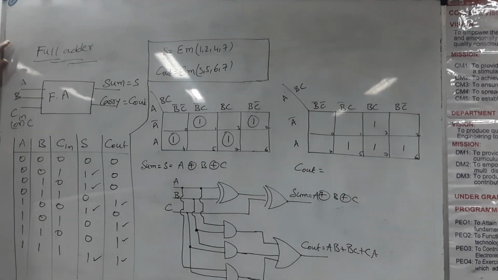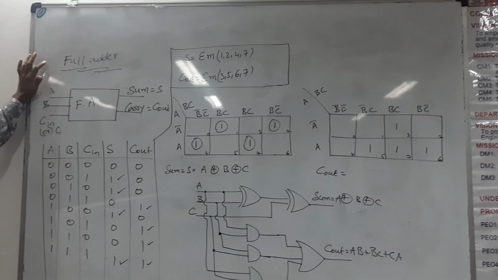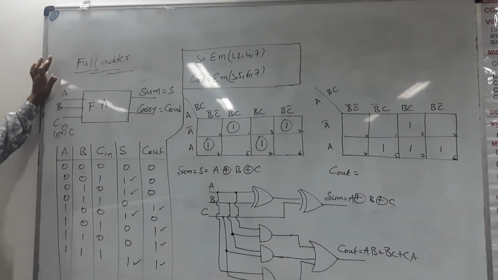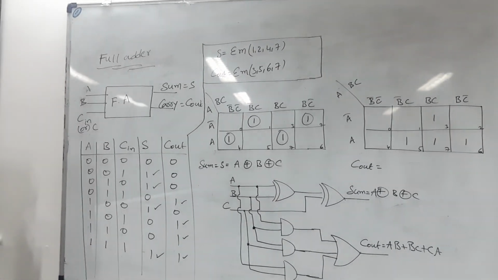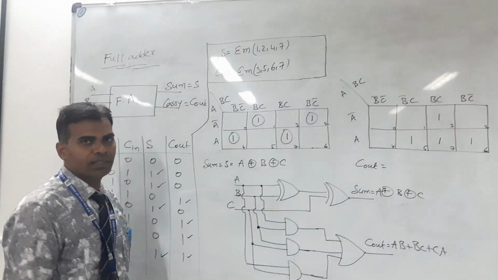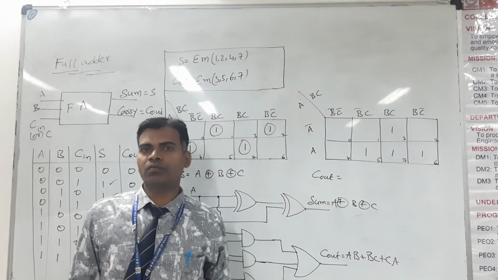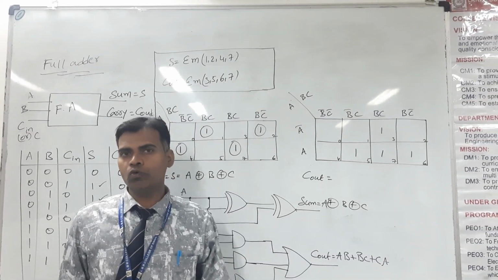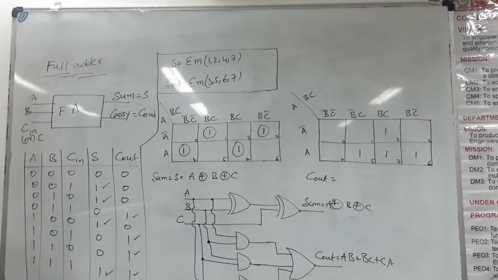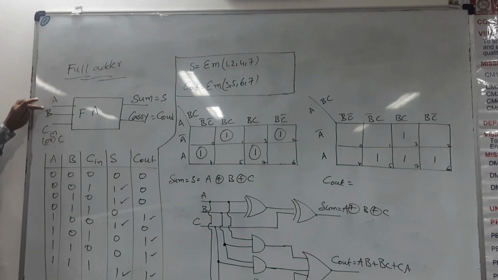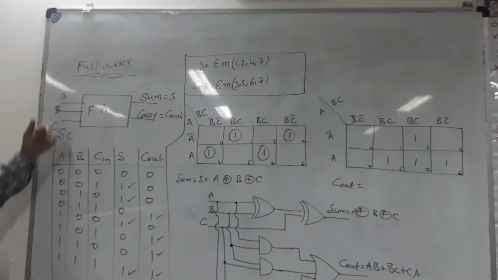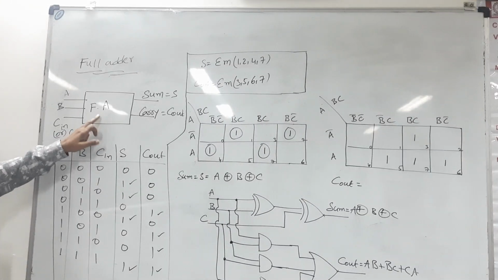Hello everyone, today we are going to discuss the full adder and the limitation of the half adder that we already discussed in the last class. The limitation of the half adder is that it is capable of adding two binary bits only. But if you want to add three binary bits, then you go for the full adder, and this is the block diagrammatic representation of the full adder.